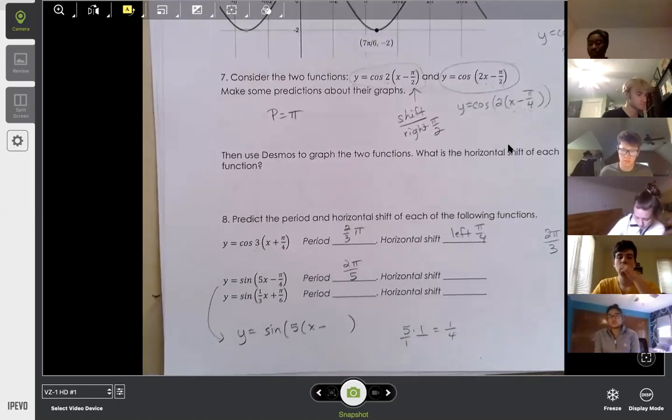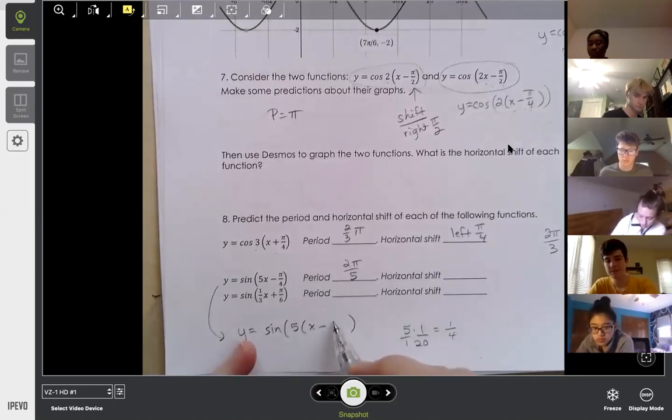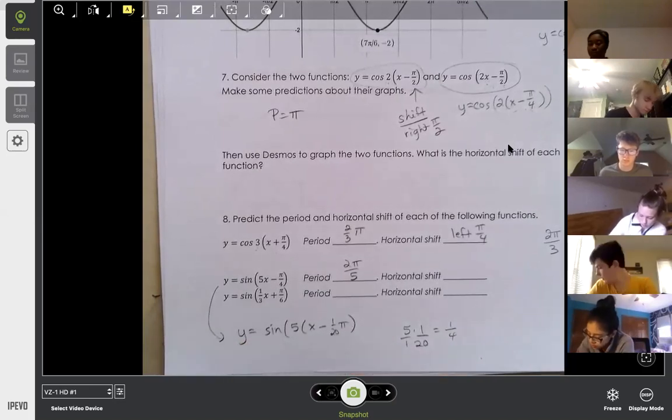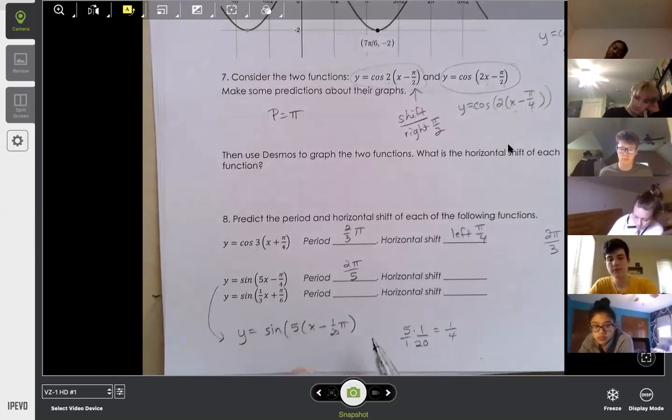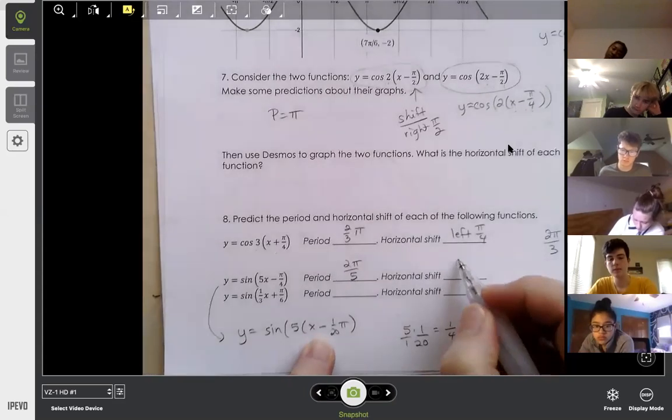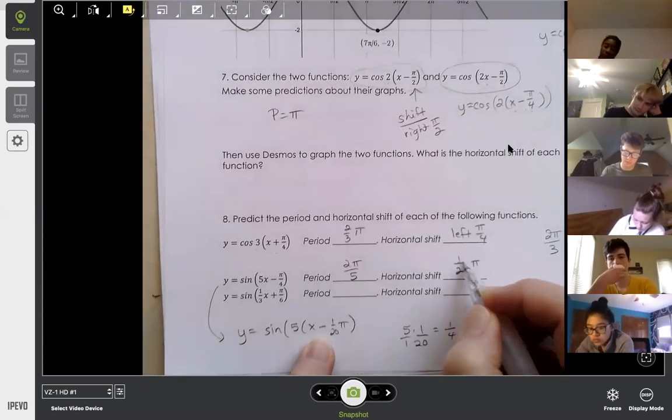Ian, what is it? 5 times what? 20. 1/20. Yeah, exactly. So 1/20th pi. 5/20ths is 1/4. So it's a horizontal shift of 1/20th pi.